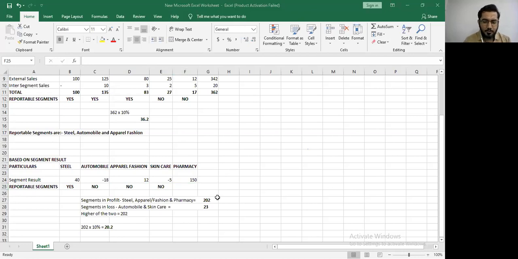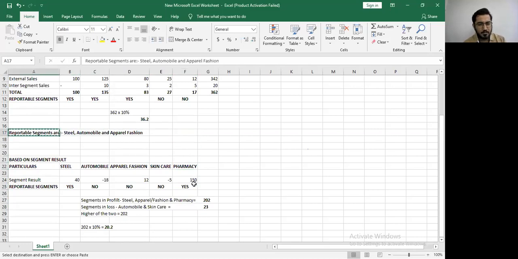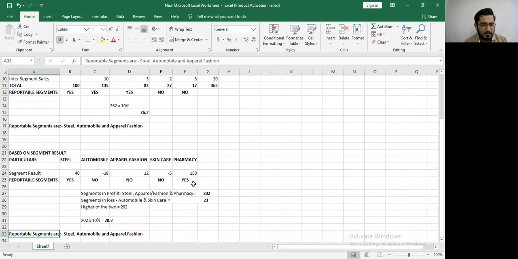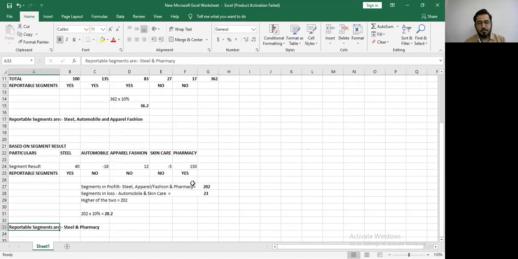And finally, you have pharmacy. Are separate disclosures required for pharmacy? Of course, yes. So you need separate disclosures for pharmacy. Finally, what are your reportable segments? Your reportable segments are steel and pharmacy.